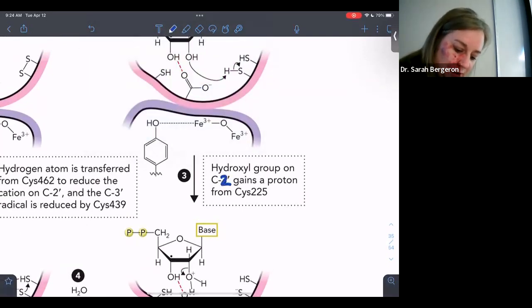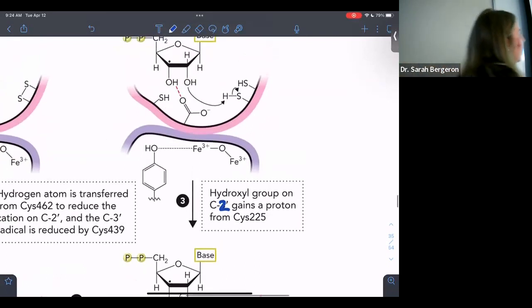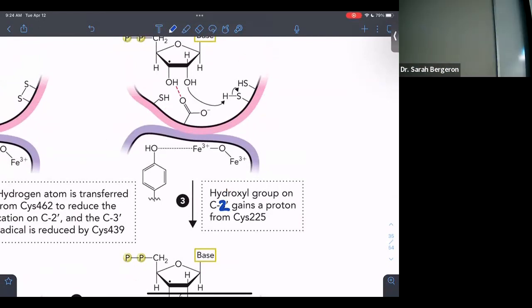The hydroxyl group on C2 is going to gain a proton from one of the sulfhydryls that will eventually become a disulfide bond. Do you remember how I said in the beginning that the enzyme in the inactive form has a disulfide bond and we have to reduce that disulfide bond? This is eventually where we're going to make that disulfide bond. So I have to take away the hydrogens from here in order to make a disulfide bond. So this is the first place where I'm going to take away the hydrogen. This hydroxyl is going to pull a hydrogen off of the sulfur.